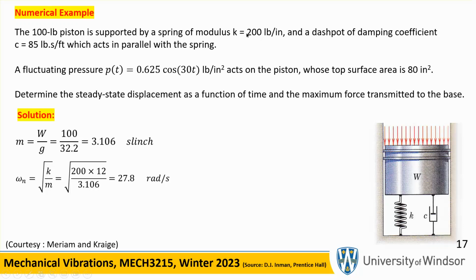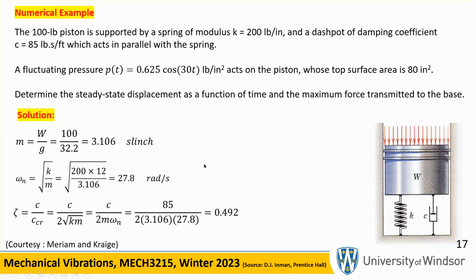So what I'm doing here is this 200 pound per inch. I'm multiplying it by 12 to get a pound per foot. Okay, so I'm converting K from pound per inch to pound per foot. There are 12 inches in 1 foot, and therefore, if I multiply this thing by 12, this is going to be a pound per foot. And of course, this was wrong. This is a slug, consistent unit, and you get 27.8 radians per second. Okay, good.